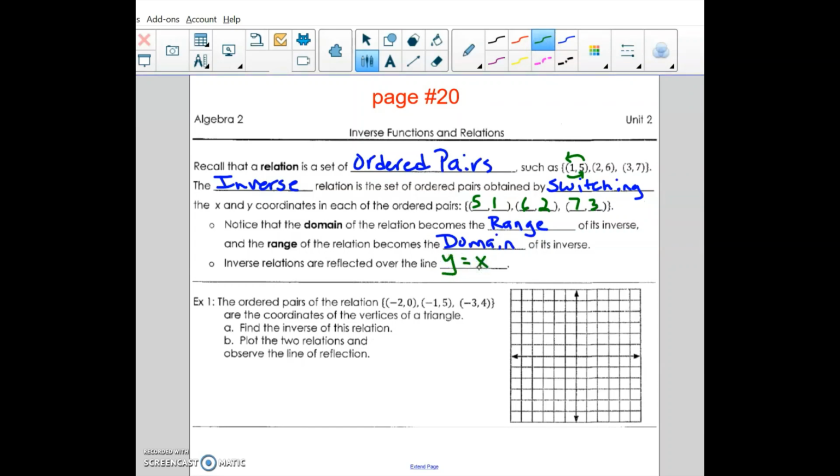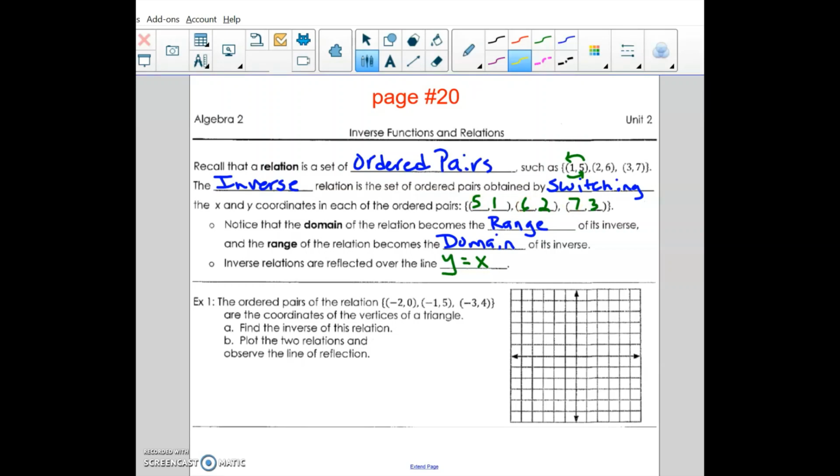So before I continue with that, remember that in order for it to be a function, the x values cannot repeat. So as we look at the original relation, 1, 2, and 3, we see that the x values don't repeat. So therefore, it is a function to begin with. But is its inverse a function? So we look at the x values, the 5, 6, and the 7, they don't repeat either, so therefore its inverse is also a function. So both of these are functions.